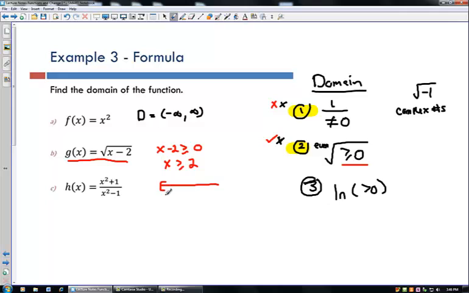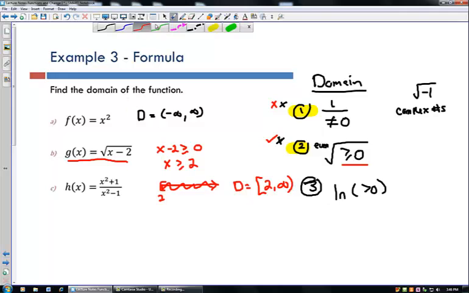And so that means you start at 2 and go all the way to the right. So my domain D is going to equal [2, we want to include it because x could be 2. If x is 2, notice that's going to be the square root of 0, which is 0. And all the way to infinity.